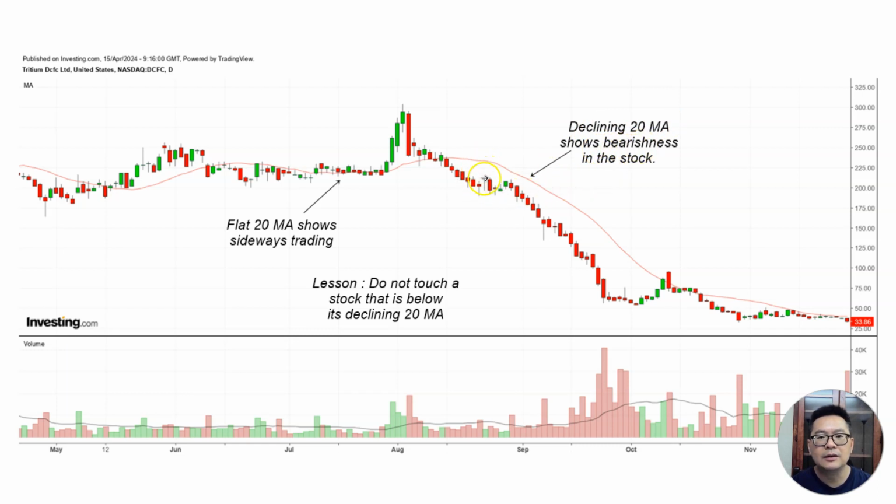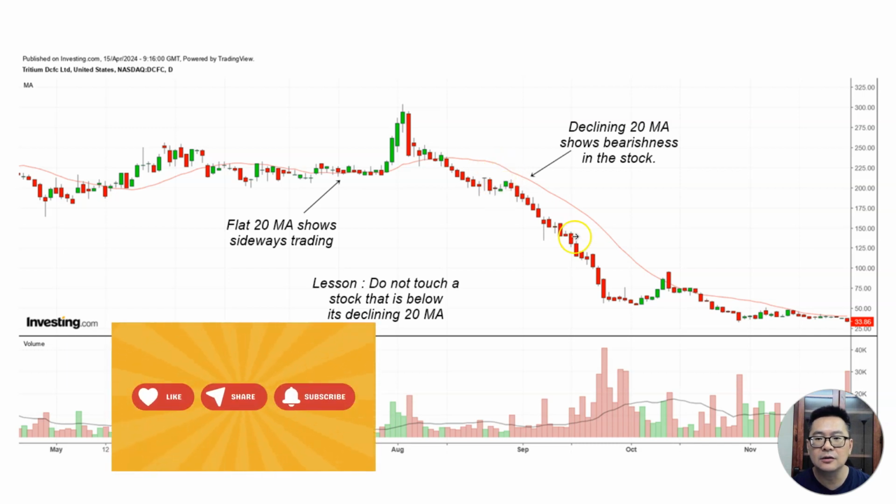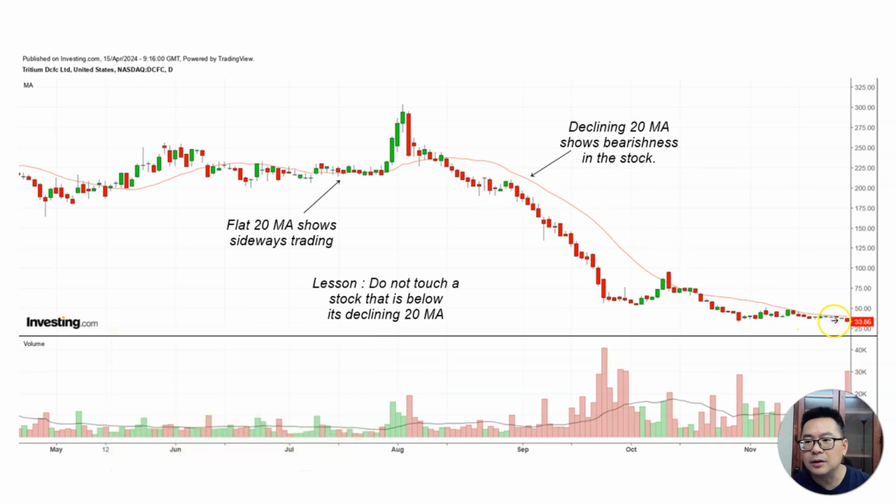So if you were thinking of buying the stock here and you saw the 20 MA declining, would you want to buy? Of course you don't, because the odds are not in your favor. So if you see a declining 20 MA, don't touch the stock. Look, if you touch it here, look how it went lower all the way here. And this is not a small move. From 200, it drops to about 33, right? So the lesson here is, do not touch a stock that is below its declining 20 MA. Never touch it.